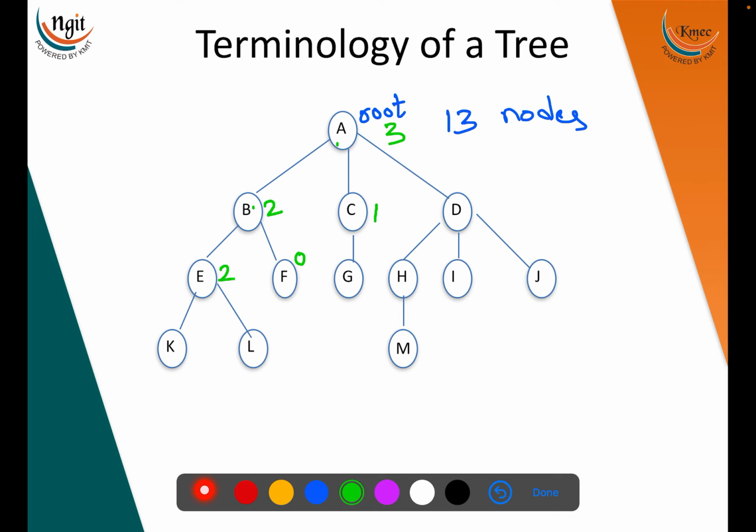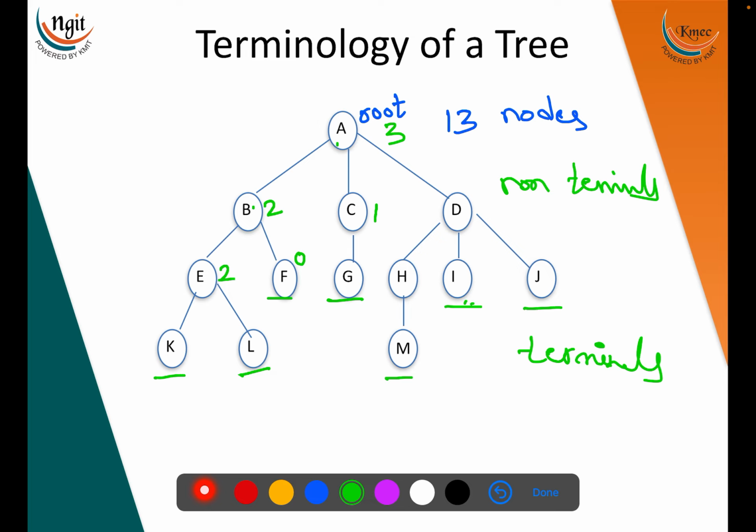There are leaf nodes, which we came across in the previous slide. Leaf nodes are K, L, F, G, M, I, J. Correct? And non-leaf nodes are also called non-terminals. These K, L, F, G, M, I, J are called terminals, and the other remaining nodes are called non-terminals.